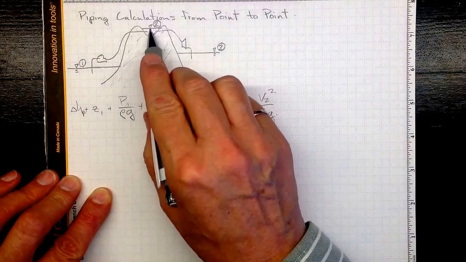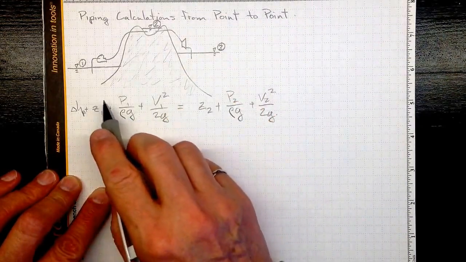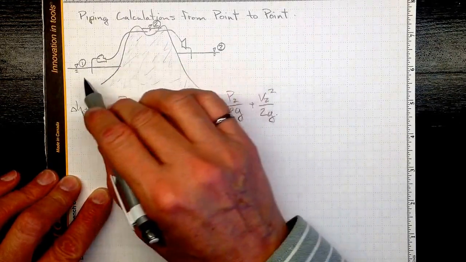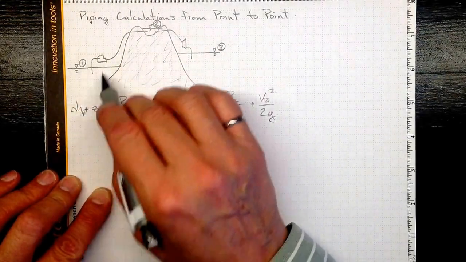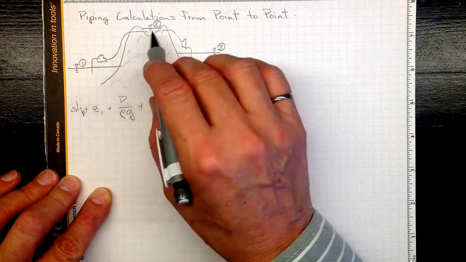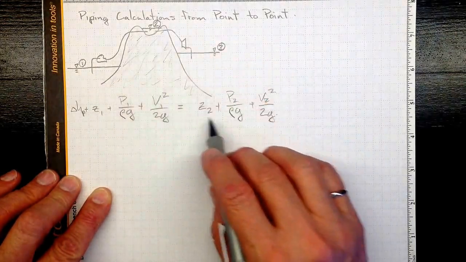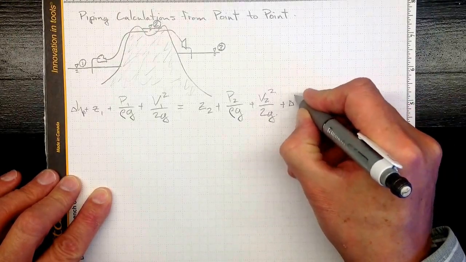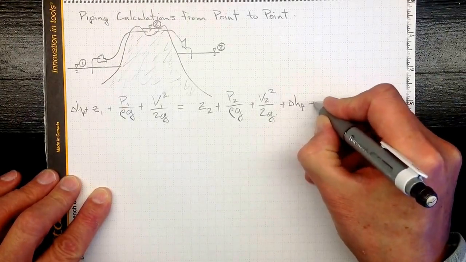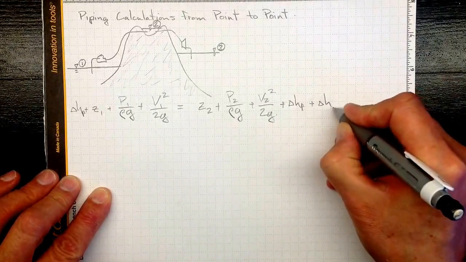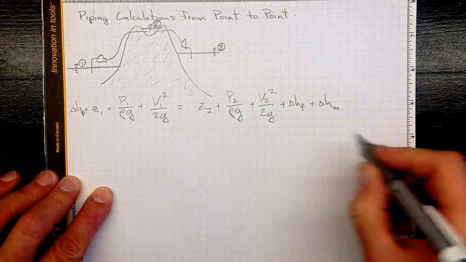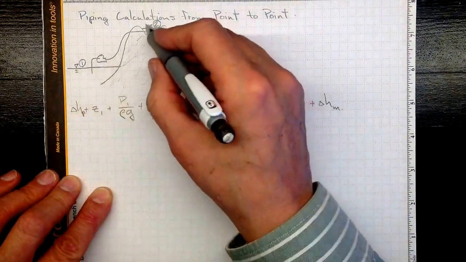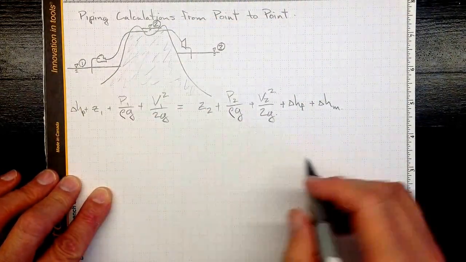If we go over to location 2, along the way to location 2, we've lost energy due to friction and minor losses. So we have what we had at 1, plus whatever we had in the pump, minus whatever we lost along the way. So what we'll be left with, plus the head loss due to friction, plus the head loss due to minor losses from location 1 to location 2, will give us a balance on our Bernoulli equation.